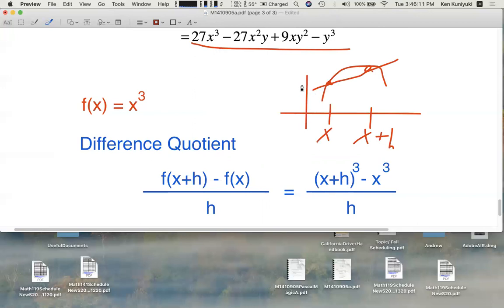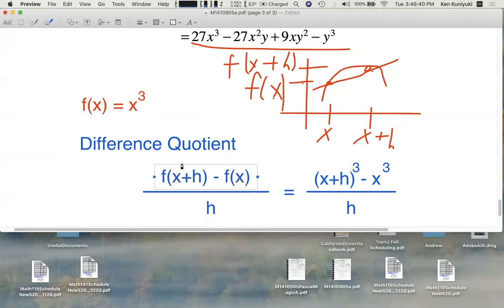Here are the corresponding function values, the y coordinates. So here's f of x, which is the y coordinate over here, and f of x plus h, which is the y coordinate over here. All right, the slope of the secant line. And what is f of x plus h? Be careful. Don't engage in wishful thinking. It's not x cubed plus h. Trust me. What is f of x plus h?